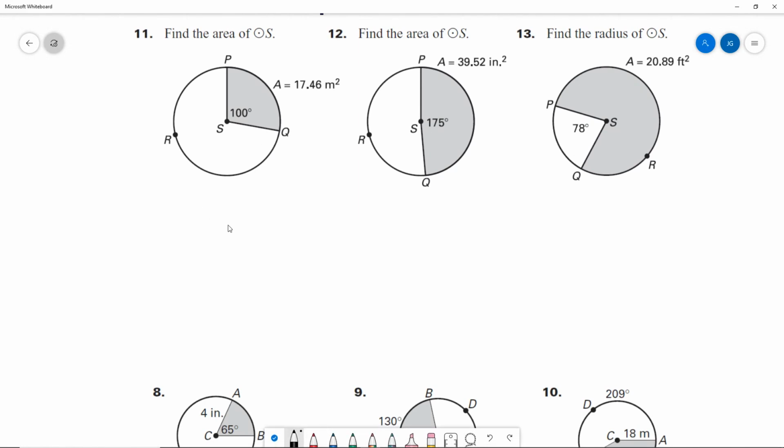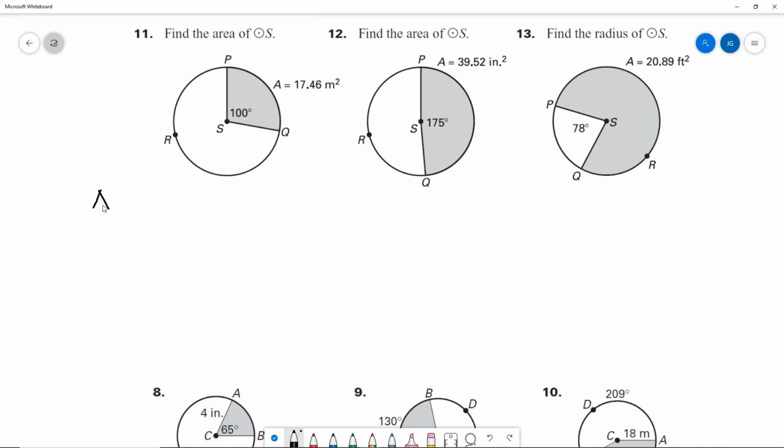So number 11, for 11, 12, and 13 here, we're going to be doing the formula in reverse. In each of these cases, we're given what the area is of a sector, in this case, the area of the gray sectors, and we're asked to find some other value on the circle. So for example, for number 11, we're asked to find what's the area of the entire circle that we're given.